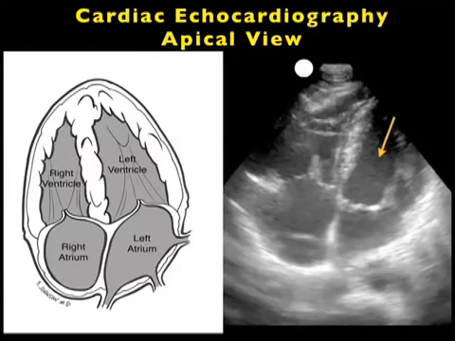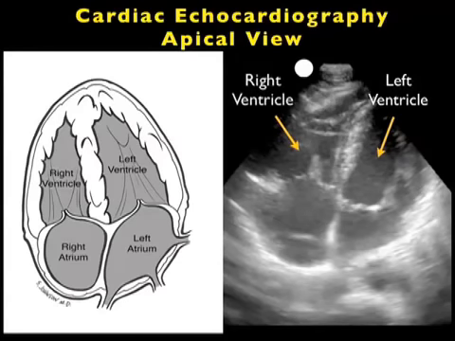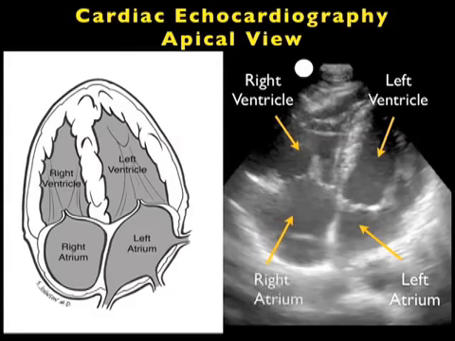We see here a pictorial to the left and an ultrasound image to the right. As we're imaging from the apical view of the heart, we're closest to the ventricles, and in this image we see the left ventricle to the right of the screen and the right ventricle adjacent. The atria from the apical view will be further away, thus posterior to the ventricles. And we see here the left atrium just below the left ventricle and the right atrium below the right ventricle.